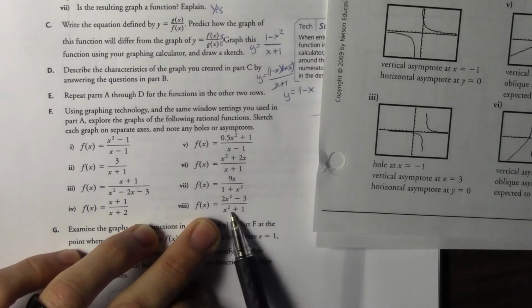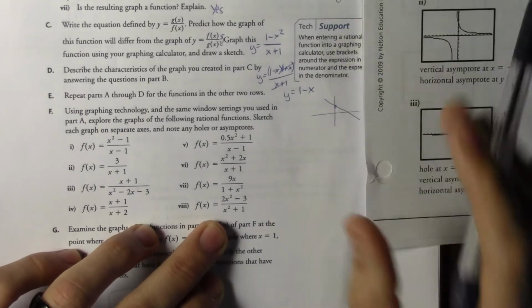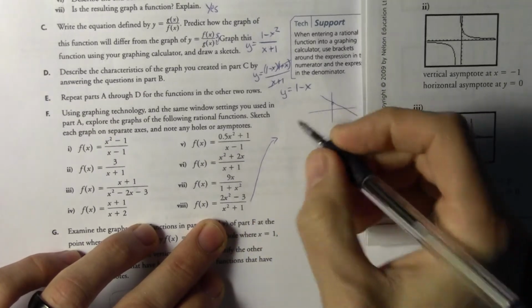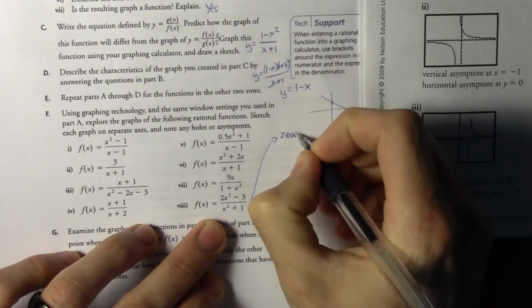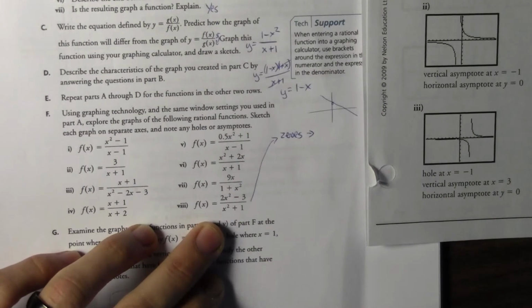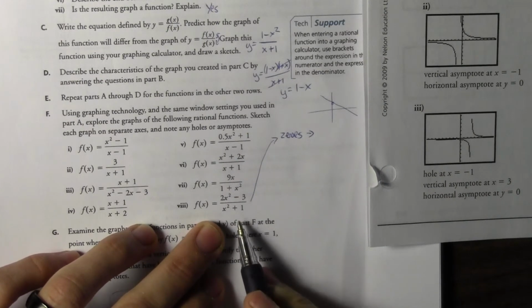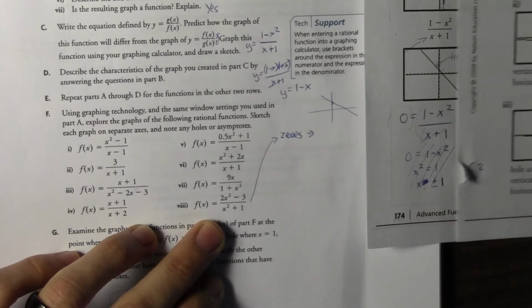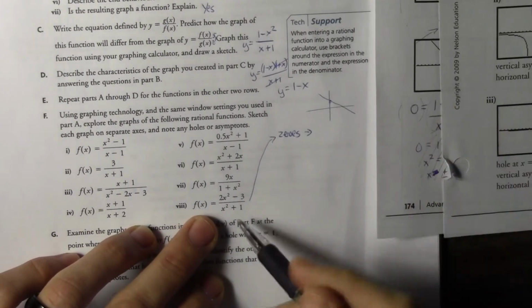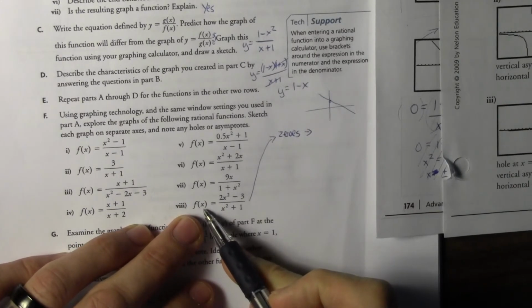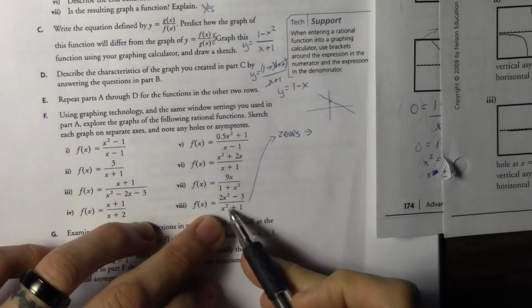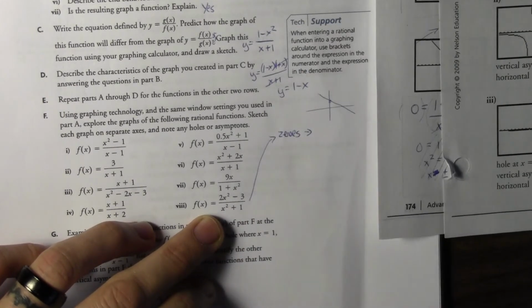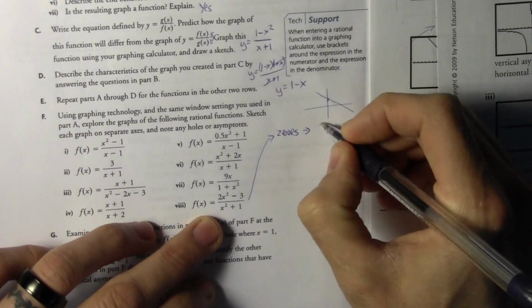2x squared minus 3 over x squared plus 2. Alright, so the first thing we want to determine are the zeros. So zeros again occur when the y value is equal to 0. Okay, but before we do that, we want to see if we can factor and make any cancellations out of this. We've learned that we need to do that first.